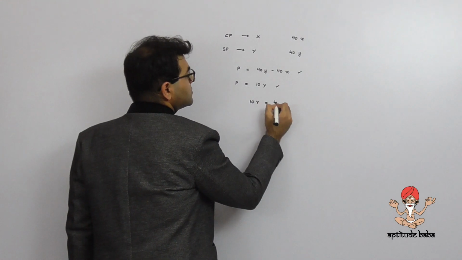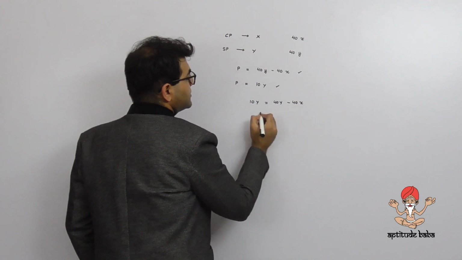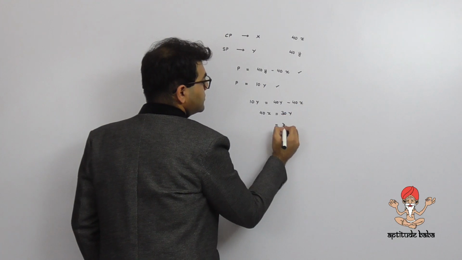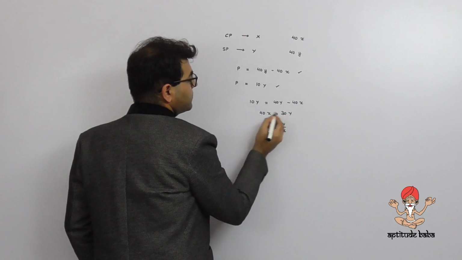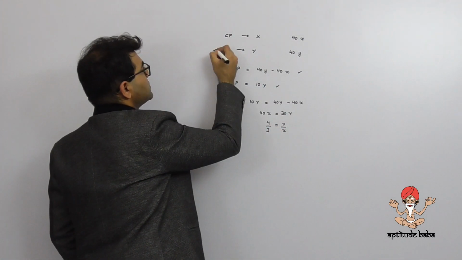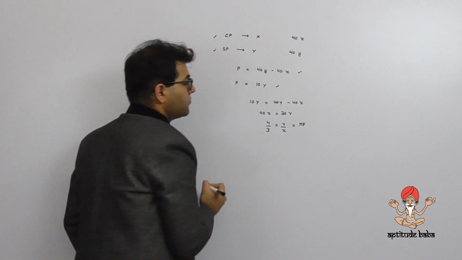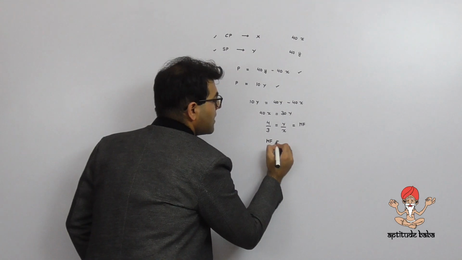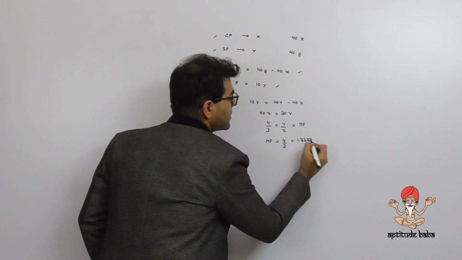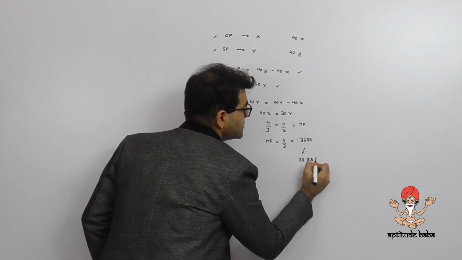So 10Y is equals to 40Y minus 40X. That gets you 40X is equals to 30Y, which gets you the ratio of Y by X as 40 is to 30 or 4 by 3. Now what is Y by X? Y was selling price, X was cost price. So can I say this Y by X represents multiplying factor? If the multiplying factor that I have here is 4 by 3 or 1.3333, can I say that the profit percentage will be defined as 33.33%?